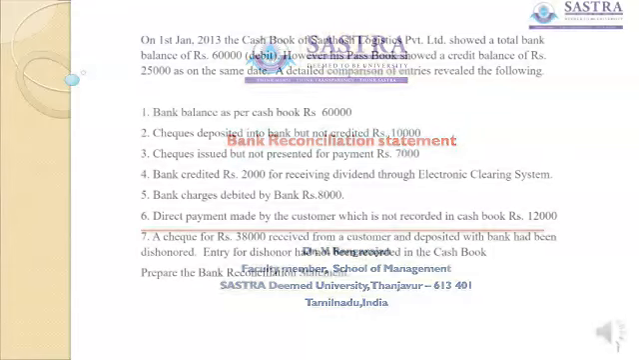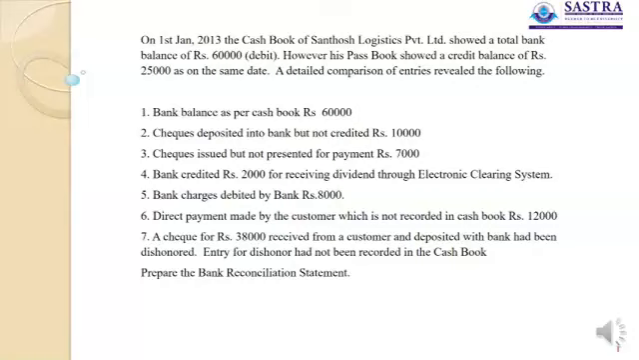Let us see an illustration on the preparation and presentation of the bank reconciliation statement. As per the illustration given, on 1st January 2013, the cash book of Santosh Logistics Private Limited showed a total bank balance of 60,000 rupees debit. However, his passbook showed a credit balance of rupees 25,000 on the same date. So both the books' balances are given. This type of question comes under both balances given.